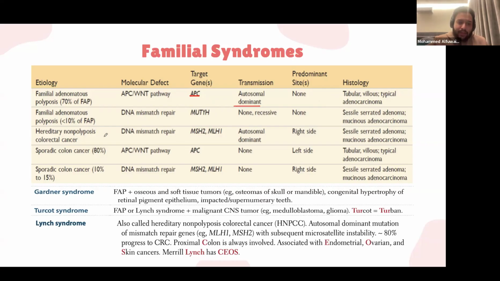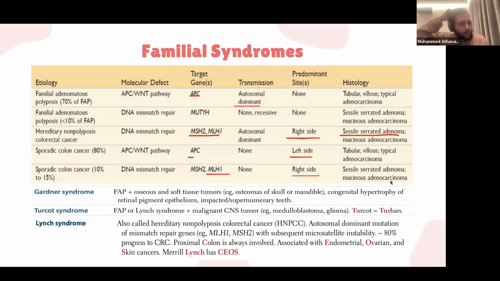Now for HNPCC, which is Lynch syndrome, it's MSH2, MLH1. Okay. Autosomal dominant. It's on the right side. Okay. And as I said, it's associated with the sessile serrated adenoma because it's the same gene. Okay. Sporadic cancer is the most common cause for cancers. Okay. For colon cancer, it's usually in the APC on the left side. It's associated with the adenoma that we saw. Okay. Sporadic, another way that it can form is sporadic due to the MLH1 gene. It's on the right side, as we mentioned, because of the sessile serrated adenoma.